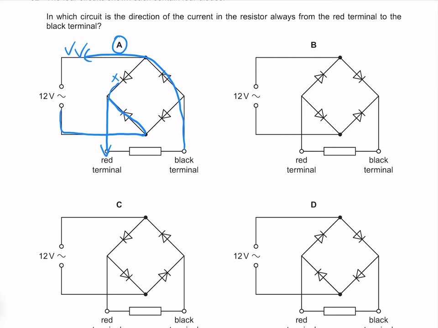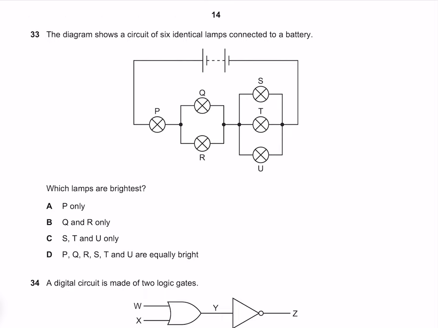The diagram shows a circuit of 6 identical lamps connected by a battery. Which lamps are brightest? These lamps will get a third of the current each, because the current splits into 3. These lamps will get half of the current, because the current splits into 2, which means that point P will get the full current. Because it gets the most current, it must get the most power, which means it must be the brightest. So our answer is A.